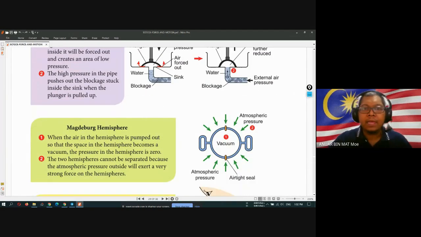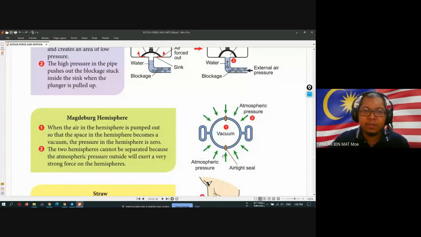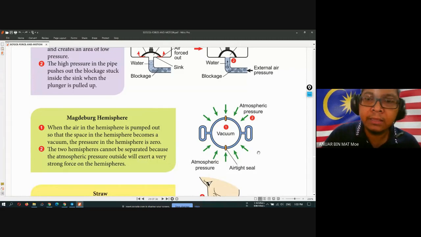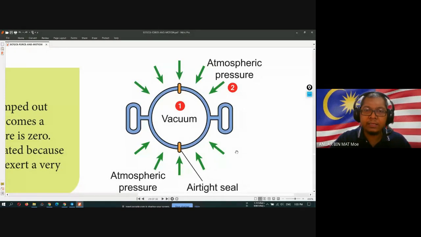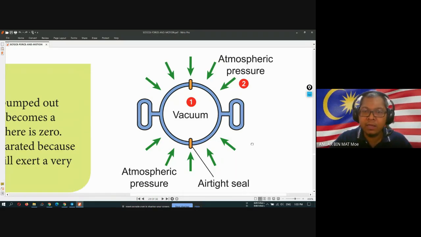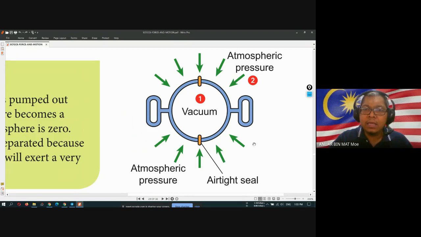And then the second device is the Magdeburg hemisphere. The action is just like the suction cup. If you watch back my recording from last week, you can see which area of the device has the lowest air pressure and the highest air pressure, and what happened to the Magdeburg hemisphere, whether the two hemispheres can easily be separated or not.